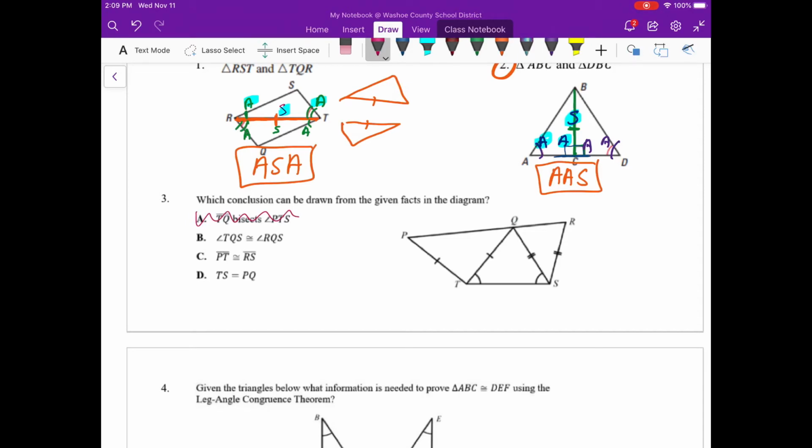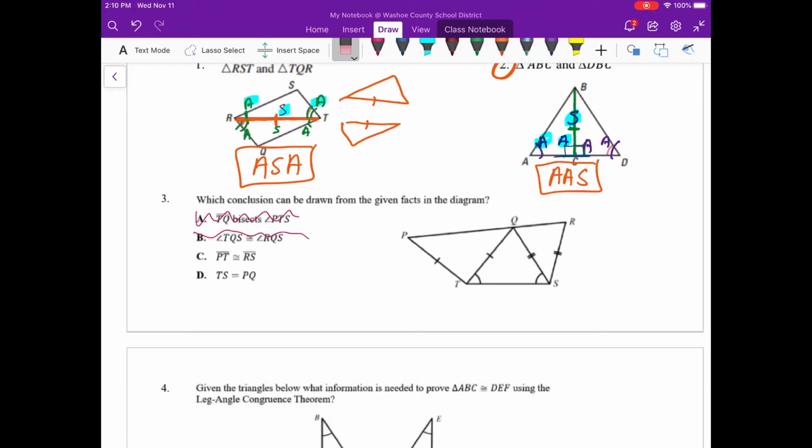Next is that TQS, this angle, is congruent to RSQ, this one. Or sorry, RQS. Let's go back and do that one. RQS is this one. So again, no marks or measurements are showing me that those 2 angles, this one and this one, are congruent. So that's not going to be it.